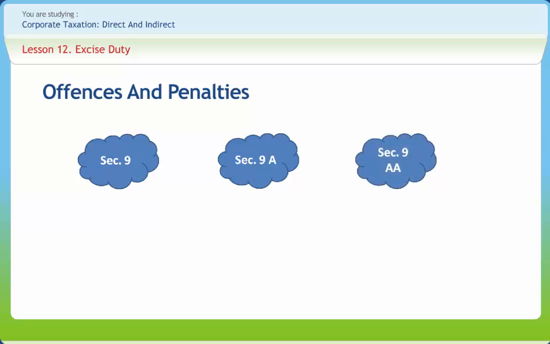As per Section 9AA, where an offence under this Act has been committed by a company, every person who at the time the offence was committed was in charge of and was responsible to the company for the conduct of the business of the company, as well as the company, shall be deemed to be guilty of the offence and shall be liable to be proceeded against and punished accordingly.